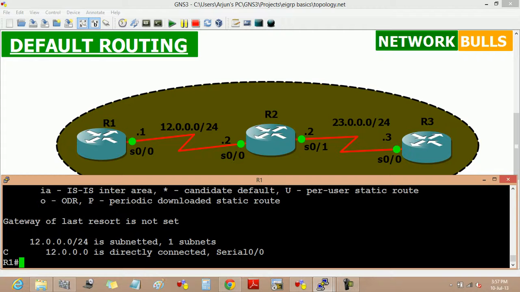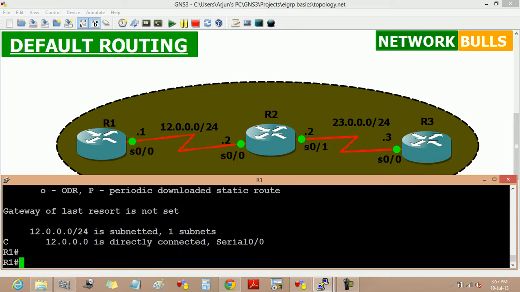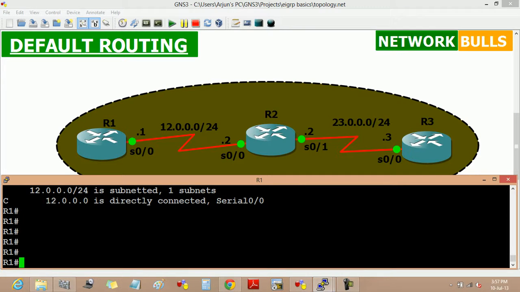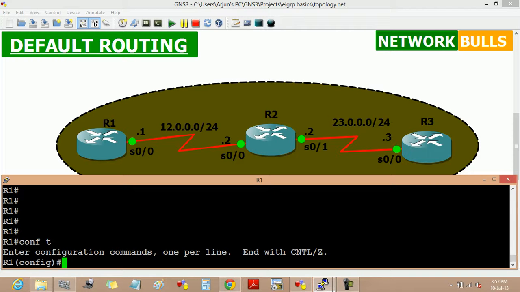It doesn't contain the network of 23.0.0.0 in it, and the gateway of last resort is not set. So now I will perform default routing.